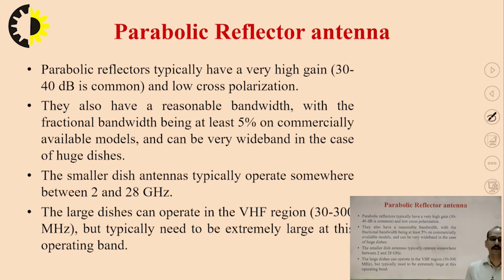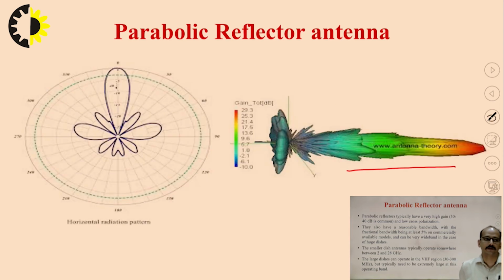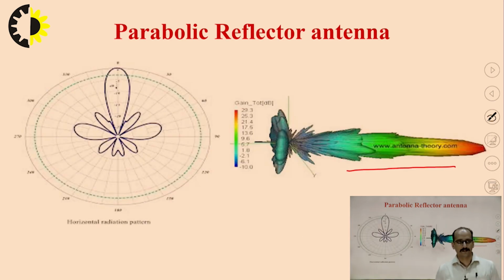In your dish TV, you are using a parabolic reflector antenna. The large dishes can operate in the VHF range of 30 to 300 MHz, but typically need to be extremely large at this operating band. That's why at the earth station we have very large parabolic reflector antennas, because of this VHF region. As discussed earlier, this is the radiation pattern of the parabolic reflector antenna, and as you can see, it is quite sharp.